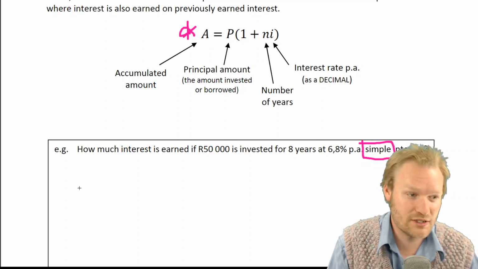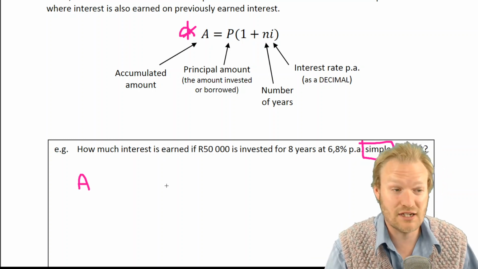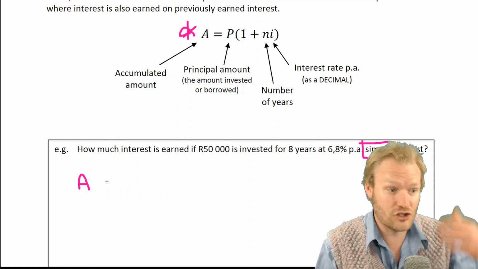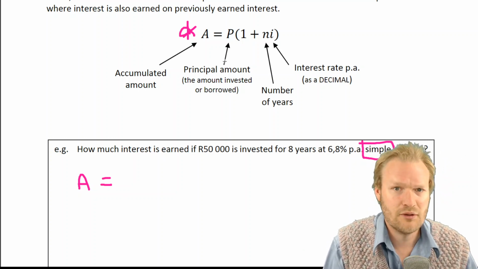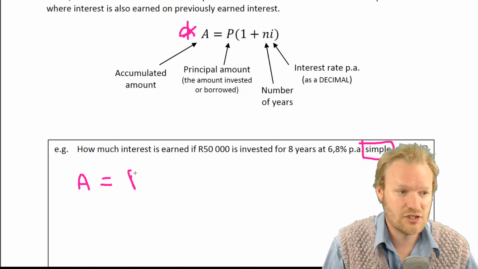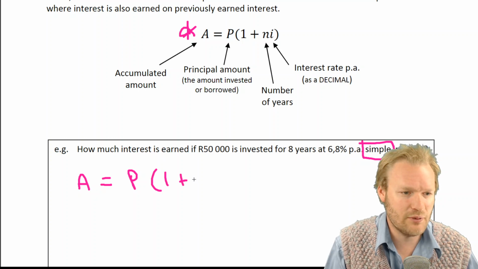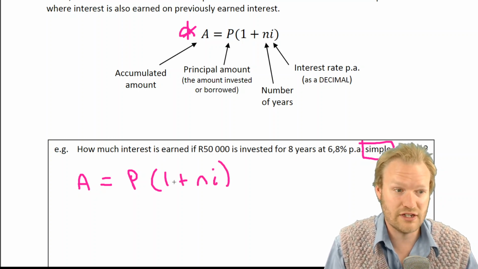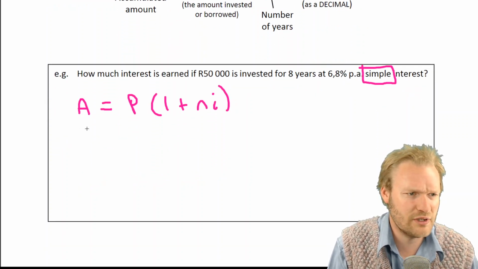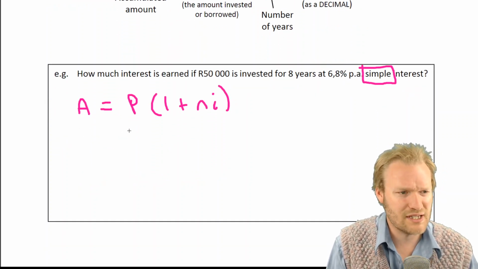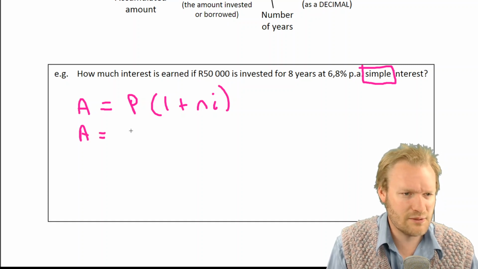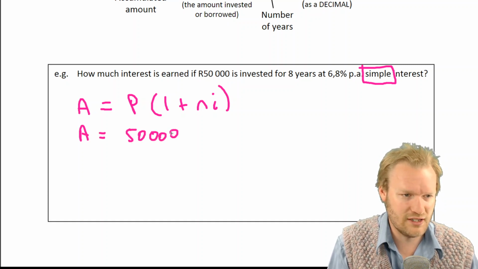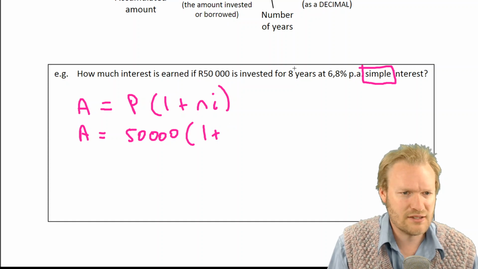Now the way the formula works is A, the accumulated amount, the future amount, is equal to P, the principal amount, so how much we put in to start with, multiplied by 1 plus n, being the number of years, times i, the interest rate. The only real trick with this one is that there are 2 little bits. The accumulated amount: we've invested 50,000 Rand, 1 plus, it says 8 years, so we're going to go 8 times.